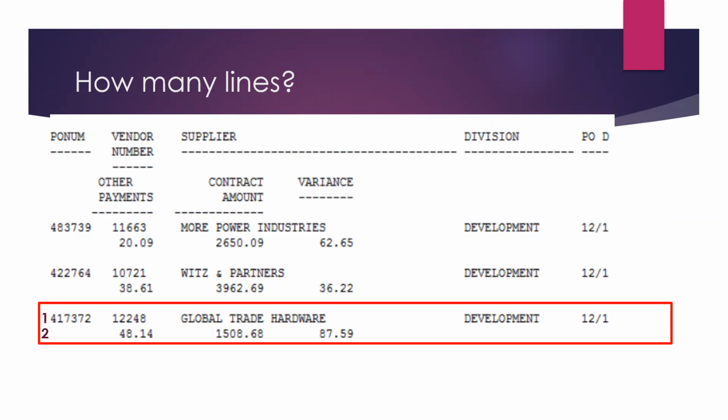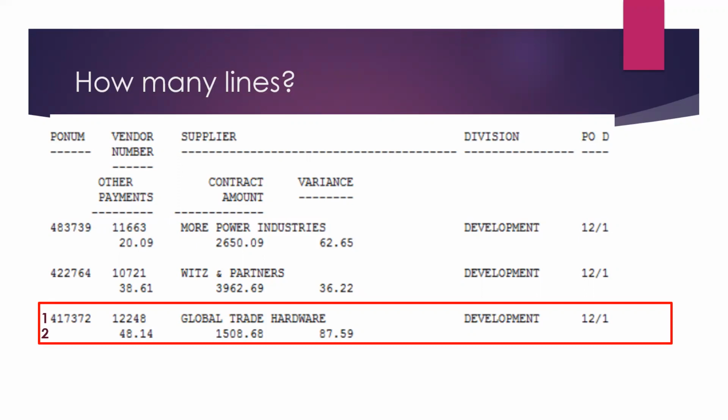It's important that I know this, because if I do not know that each transaction has 2 lines, let's say I mistakenly think each transaction consists of 1 line, what will happen is when I teach ACL where I think the transactions are, it will import only that 41737212248 global trade hardware development and the date. It will not import the other details, the other payments, the contract amount, the variance, because I have neglected to tell ACL in this scenario that that is also another line in the same transaction.